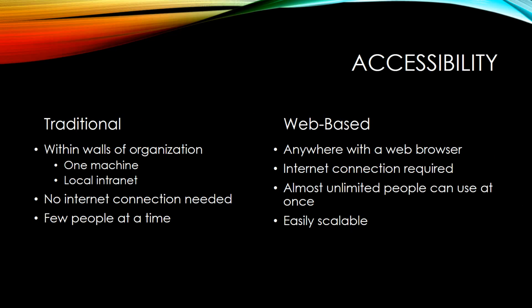So one of the major differences between a traditional system and a web-based system is the accessibility of that system. A traditional system tends to only be accessible within the walls of an organization, meaning just the one machine it's installed on, or potentially a small group of computers connected via a local network. A web-based system is accessible on any device with a web browser. Because of this, there's a few trade-offs between the two.